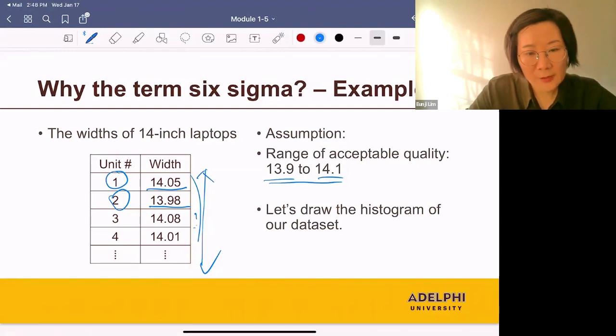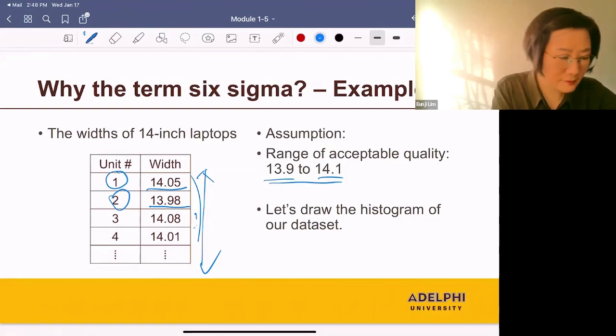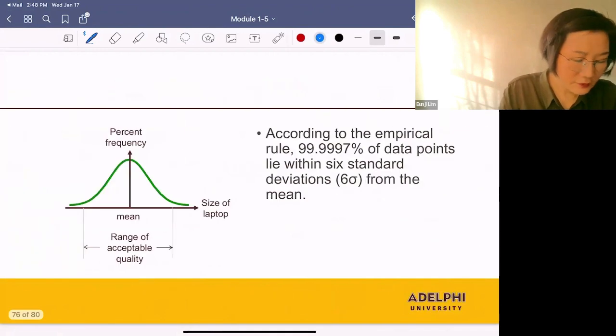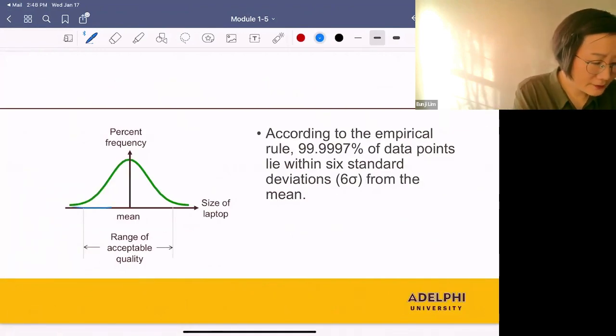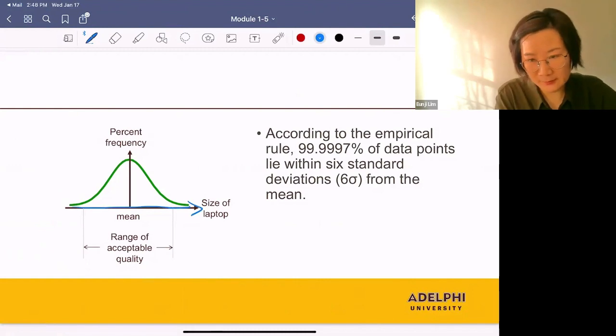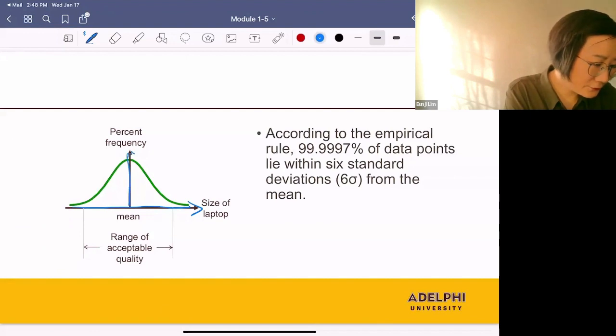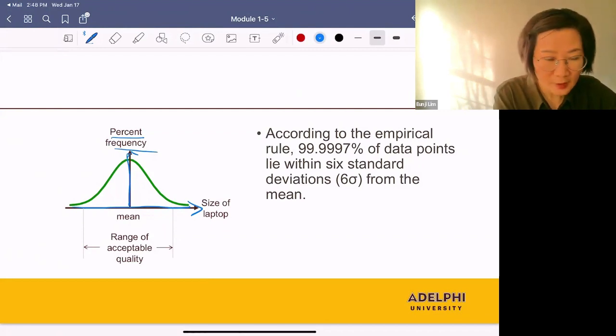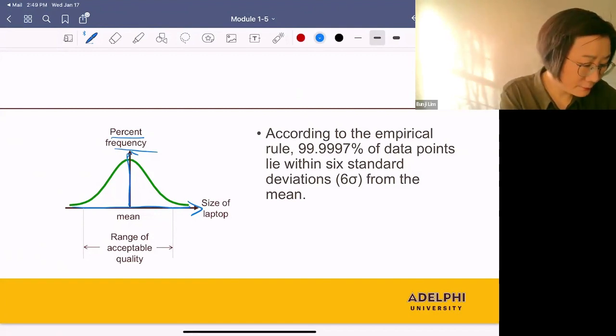And let's see how our products are distributed. Let's take this data set and draw the histogram of this data set. In the histogram, on the x-axis, we have the range of all possible values for the size of our laptops. And the y-axis is the percent frequency. It tells us what percentage of data points fall within its range. And here is the mean, which is 14 inches. And here we have the range of acceptable quality, which is 13.9 to 14.1.